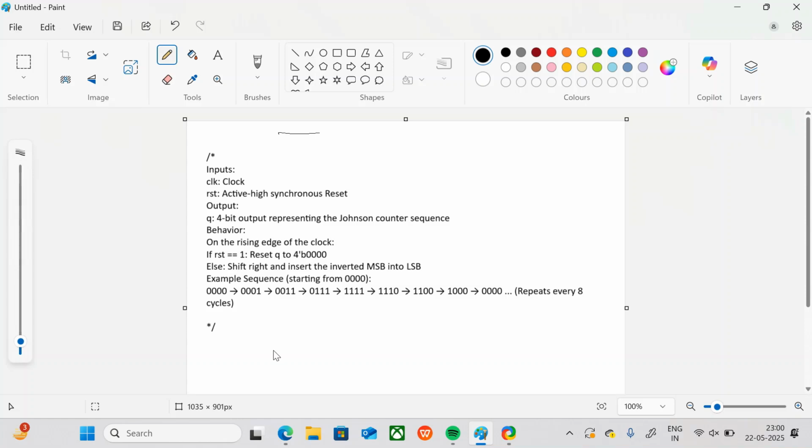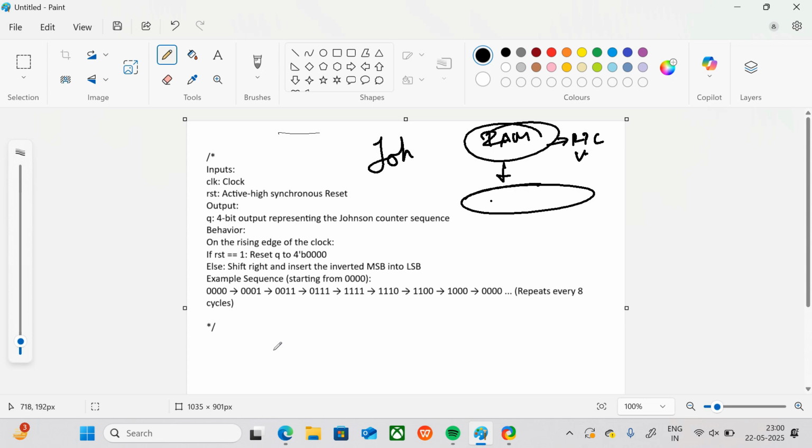And today is day 3 of our Verilog Project Series. Today we are going to implement our Johnson counter. In the past two videos, I discussed the implementation of RAM, its RTL design along with its verification. And in the second video, I discussed the 4-bit counter. So today we will discuss the Johnson counter.